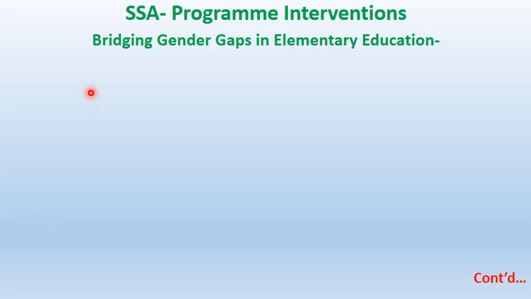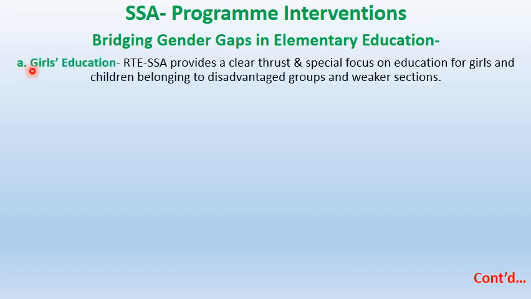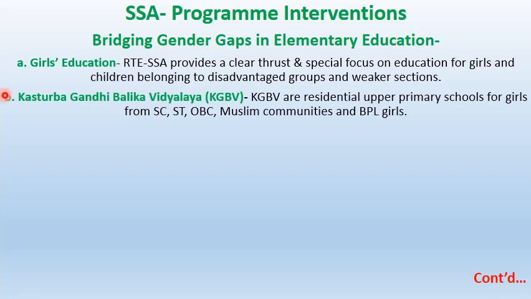SSA program interventions continued, bridging gender gaps in elementary education. A. Girls' education. RTE SSA provides a clear thrust and special focus on education for girls and children belonging to disadvantaged groups and weaker sections. B. Kasturba Gandhi Balika Vidyalaya KGBV are residential upper primary schools for girls from SC, ST, OBC, Muslim communities and below poverty line BPL girls.